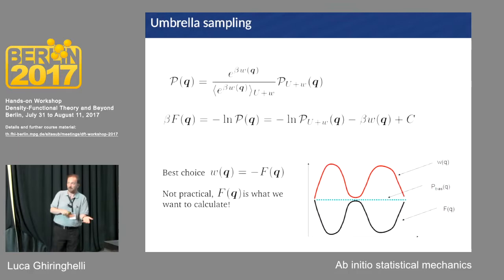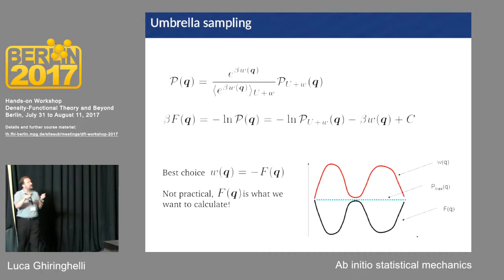Perfect, except that, yes, the biasing potential is equal to the minus free energy. That is typically the quantity that we want to calculate. So if we knew F, we wouldn't need any method to calculate it. So there are methods to approximate this free energy iteratively. While you're calculating, you change this biasing potential so that you get close to these flat things.